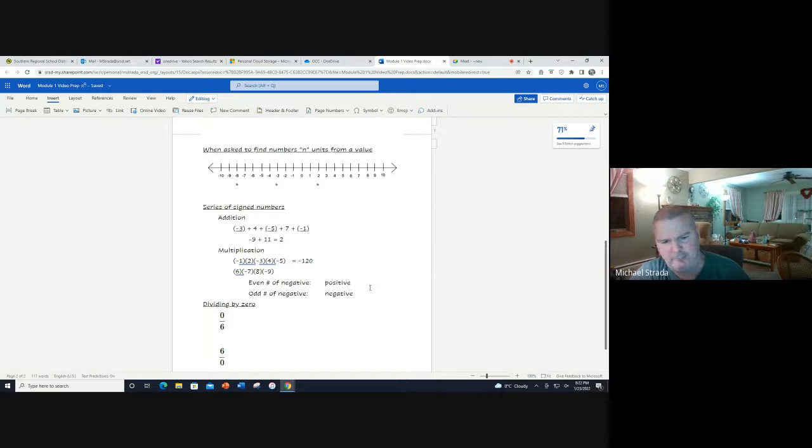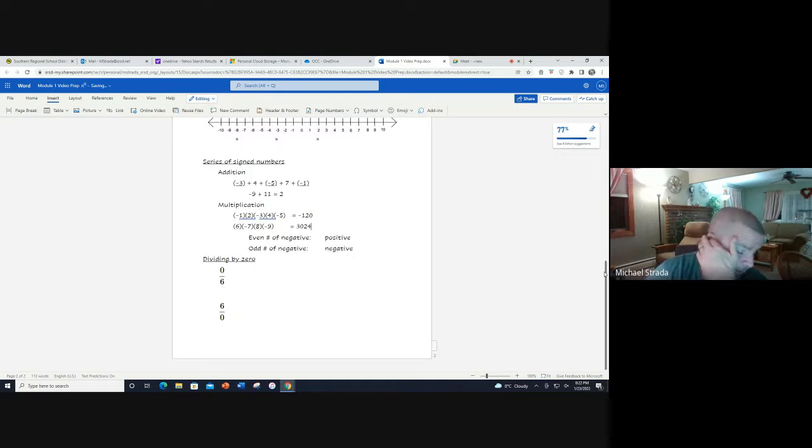If I look at the next one, I realize I have 2 negatives. Since 2 is even, I know my final answer is positive. So I would multiply those numbers together. 6 times 7 is 42. 42 times 8 is 336. 336 times 9, I believe, is 3,024. So my final answer would be 3,024. So keep that in mind.